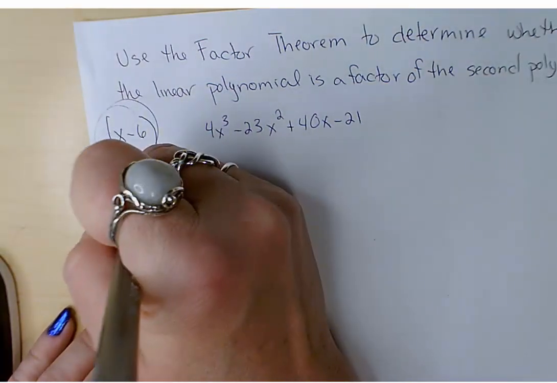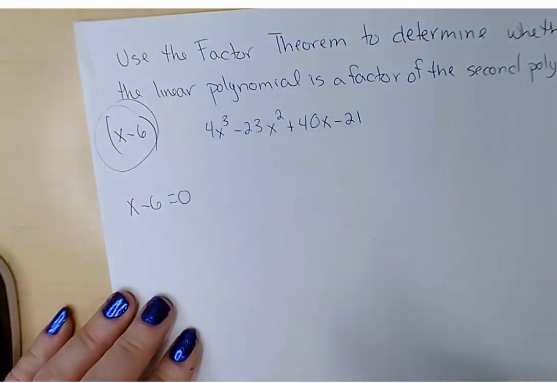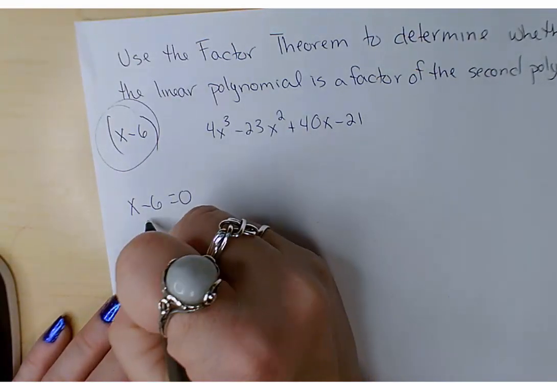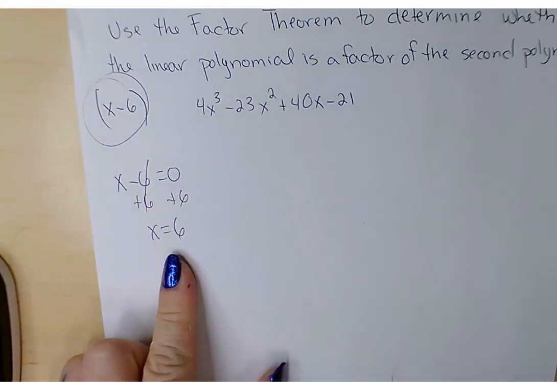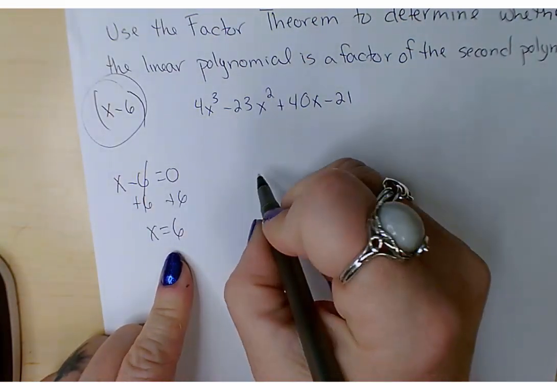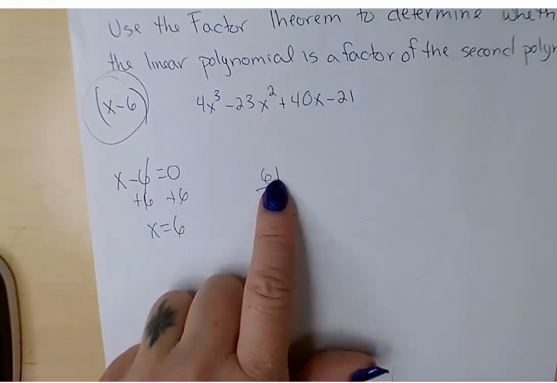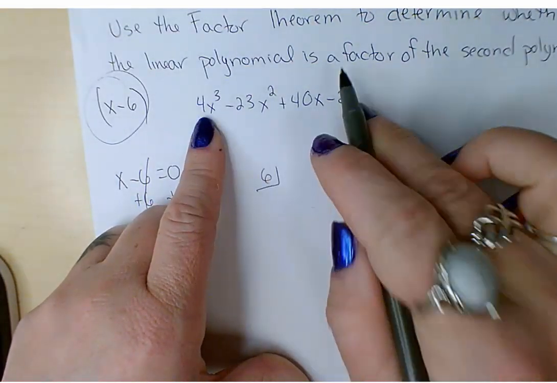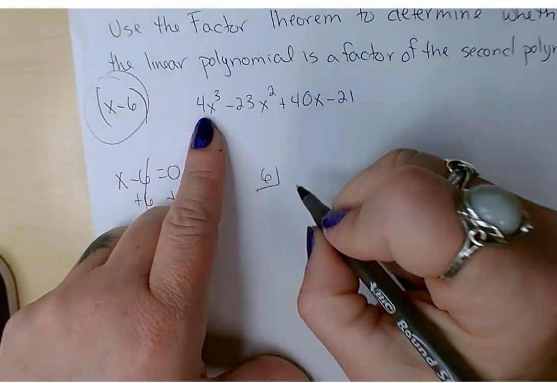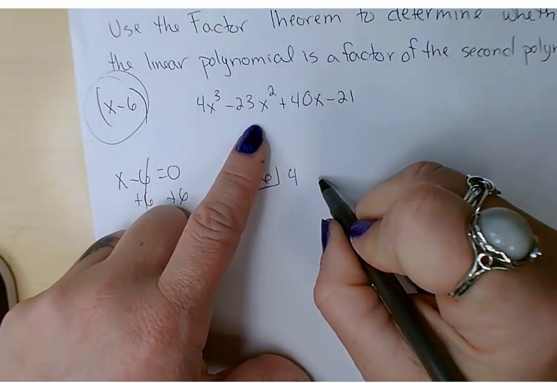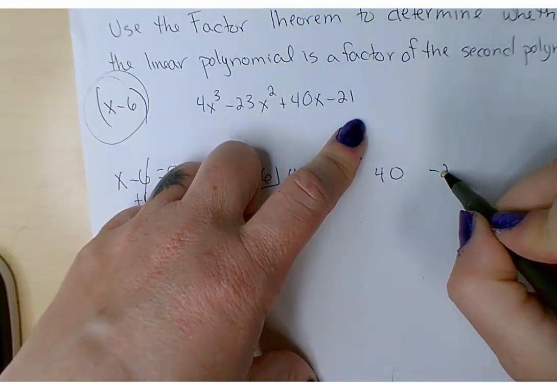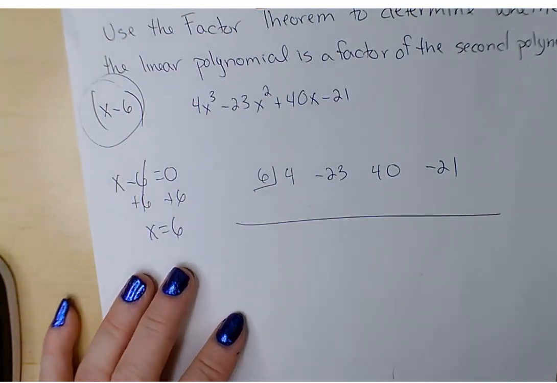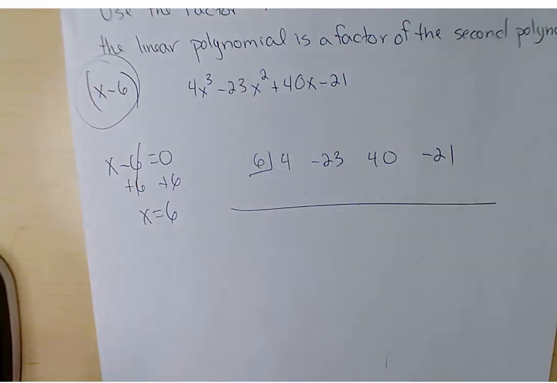And if it is a factor, that means that if we were to set this equal to 0 and solve, x is actually going to equal 6. That is the number that we are testing for synthetic division. Okay, so we are going to put 6 in the box to the left over here. We are going to drop down the coefficients of our polynomial function: 4 for x cubed, negative 23 for x squared, 40 for x to the first, and negative 21 for our constant. Let's do synthetic division.